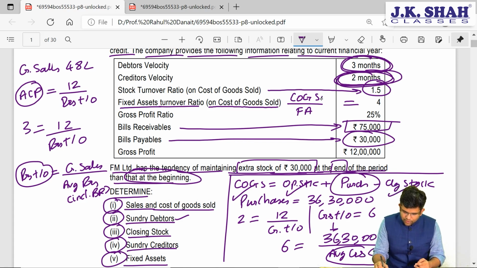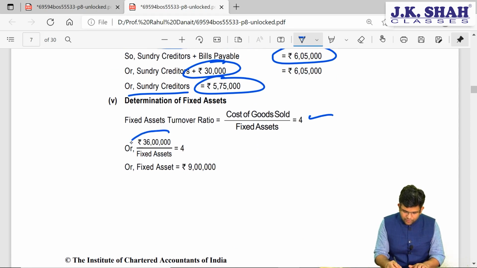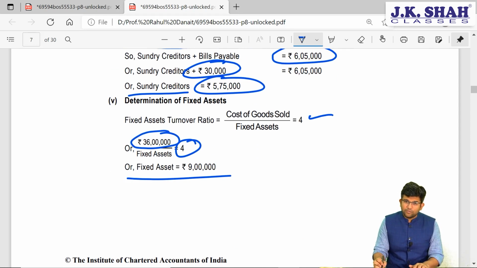Children, COGS we already have, 4 is there. We can easily find out fixed assets. Everybody clear? COGS upon fixed assets is equal to 4. COGS we already have 36 lakhs. 4 is there. We get the fixed assets as rupees 9 lakh.